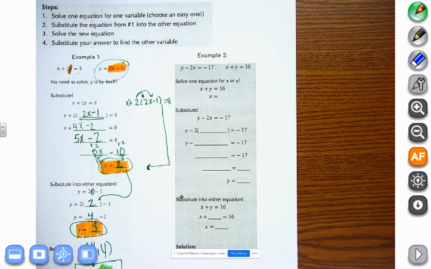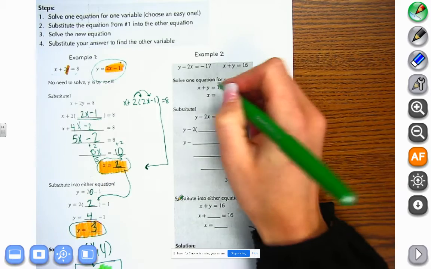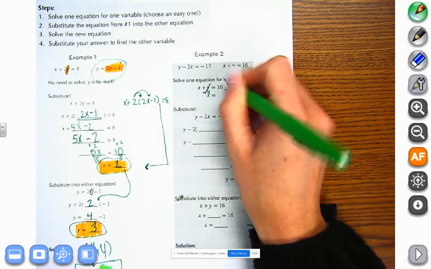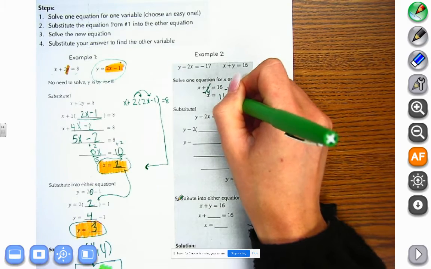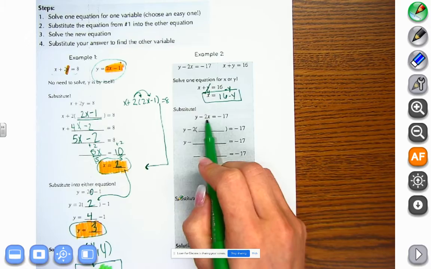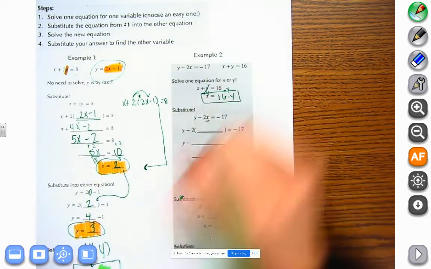So we can replace x. All right, you can choose either one. This is just the path that we're going to take while I'm doing it with you. So if we're solving for x in x plus y equals 16, we need to get x by itself. In order to get x by itself, we could subtract y from both sides, and we get x equals 16 minus y. Okay? If we're replacing this x here, which it looks like we're going to do, we're going to replace it with 16 minus y.